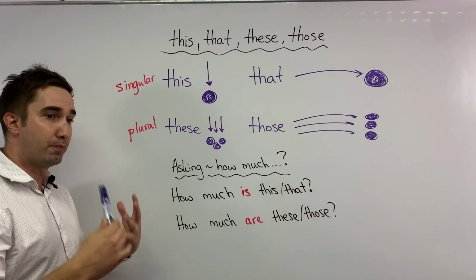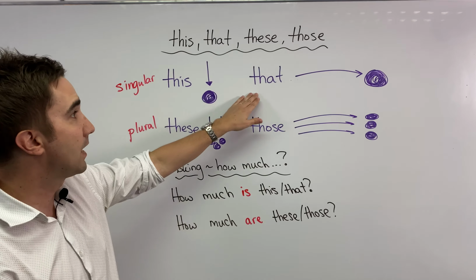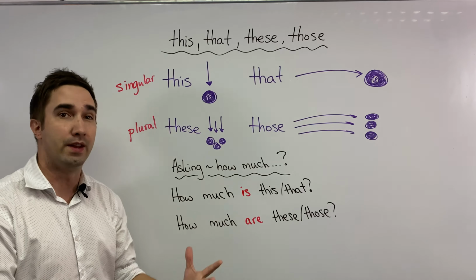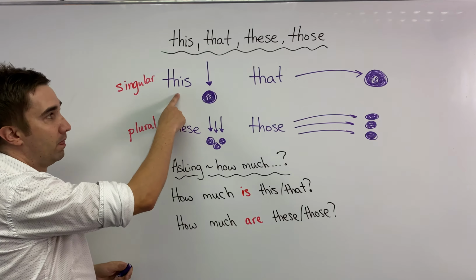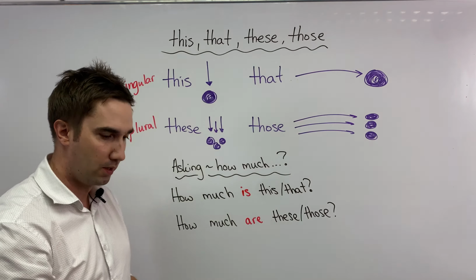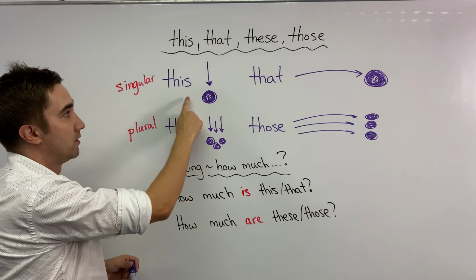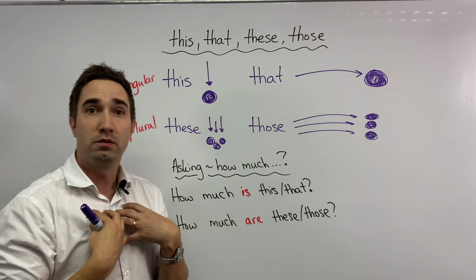Okay, so pretty simple. We're going to be talking about this, and that, and we're talking about one, all right? So I can say this ball, right? I can say this ball, or this pen is purple, all right? This ball. It's close to me, all right?